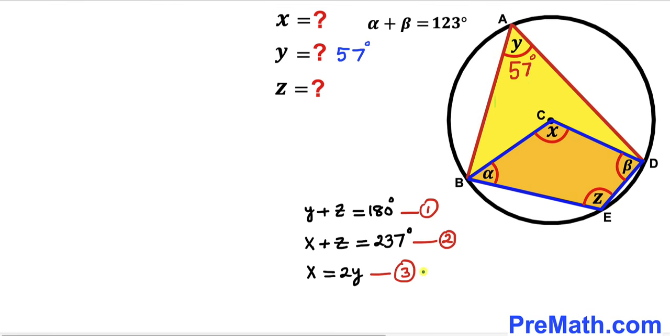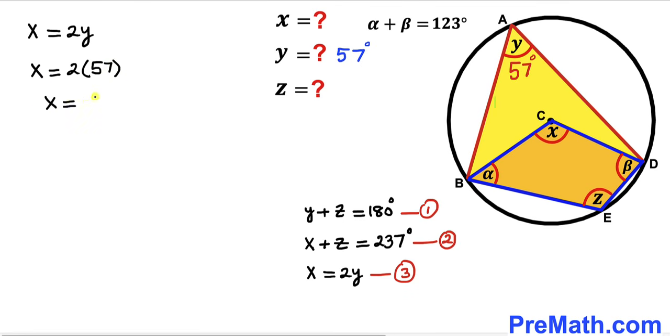Now let's focus on equation 3 once again. Here I have copied down equation 3. We just figured out our Y value as 57 degrees. So X can be written as 2 times 57 degrees. Therefore our angle X turns out to be 114 degrees.